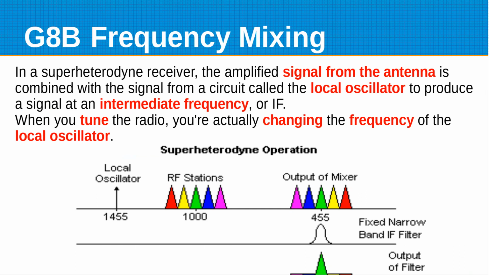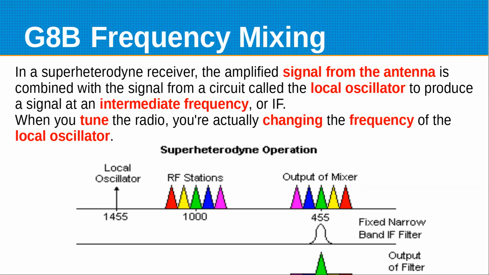Okay, let's see. In a superhet, the signal from the antenna combined with a signal from a circuit called the local oscillator or VFO produces your intermediate frequency so that you can do filtering and stuff at a much lower frequency. It's a lot easier to do in analog circuitry. So when you tune the radio, you're actually varying the frequency of your local oscillator or VFO, which is what it's normally called on the radio.